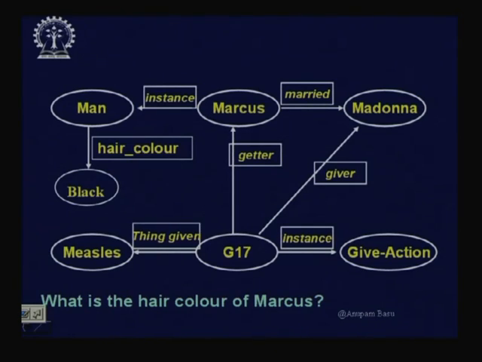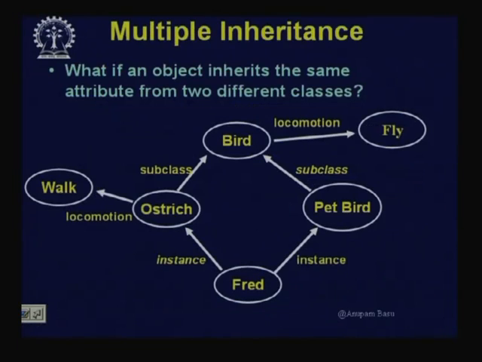So, here we take man and we find that man has got a hair color. Therefore, Marcus is inheriting the answer. The hair color of Marcus is black. That is how we carry out inferencing in semantic nets. But there is a major problem over here, and that is known as the case of multiple inheritance. And what is this multiple inheritance? The problem will occur if an object inherits the same attribute from two different classes.